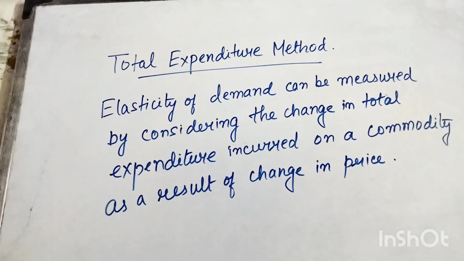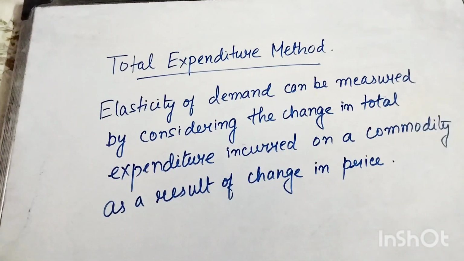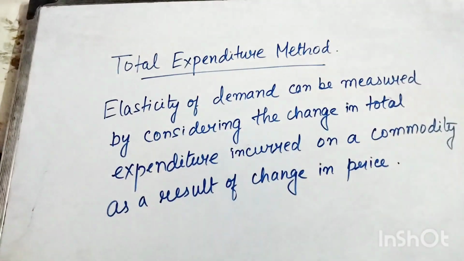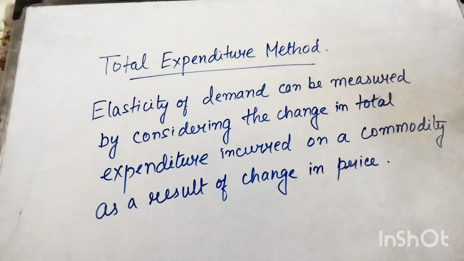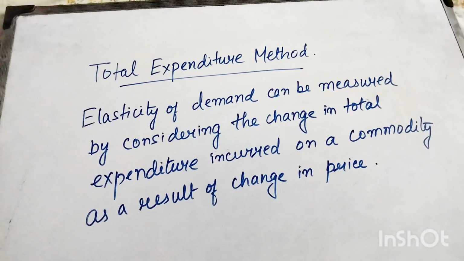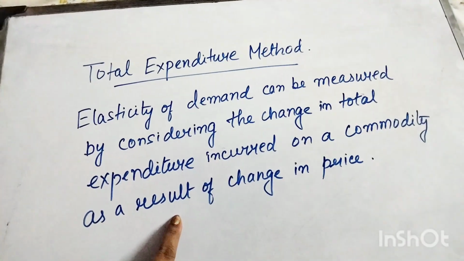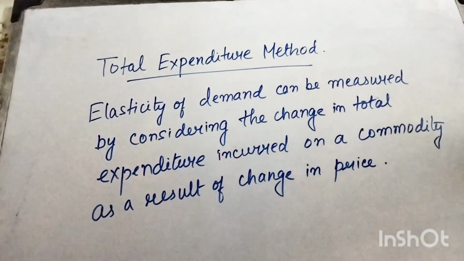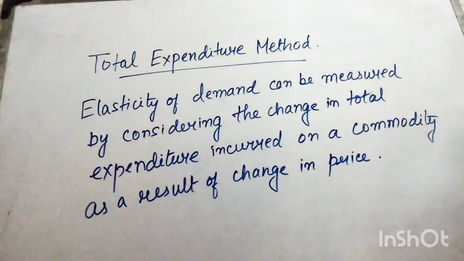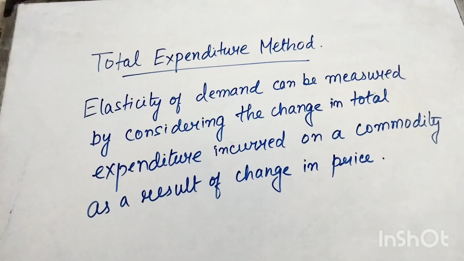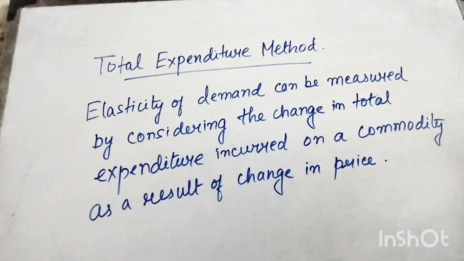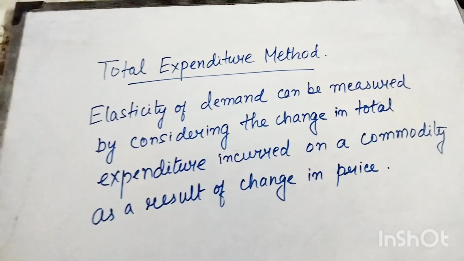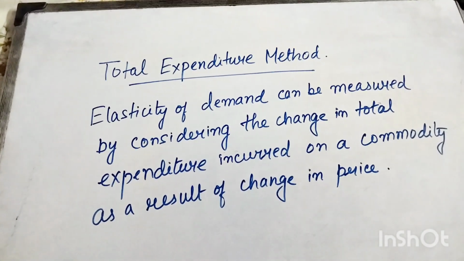First let us discuss the meaning of the term total expenditure method. See, elasticity of demand can be measured by considering the change in the total expenditure on a commodity as a result of change in the price. Means due to this change in the price, how will the total expenditure be affected? If the price increases or if the price decreases, what will be the effect on the total expenditure? That is the total expenditure method. In that way we can calculate the elasticity of demand. Due to change in the total expenditure, what will be the elasticity of demand?